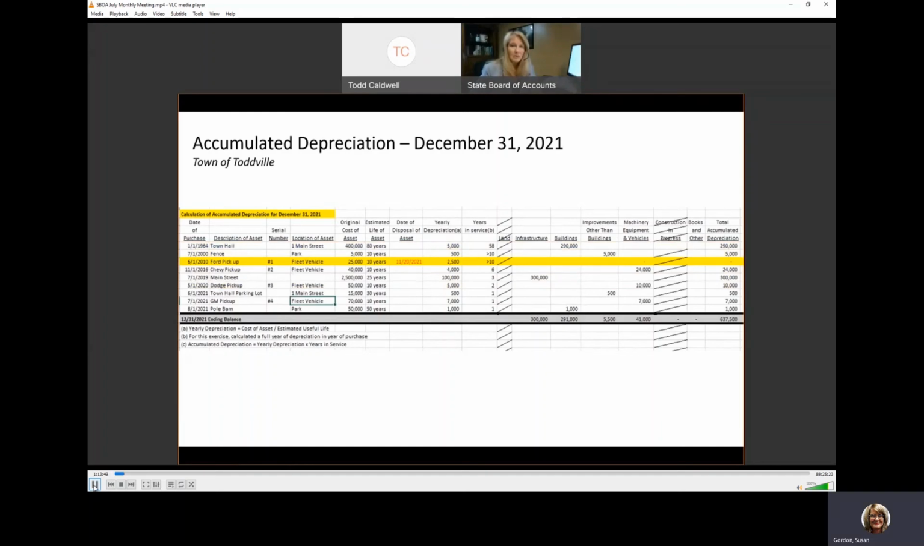I did want to point out in 2021, we got rid of that Ford pickup. And you'll remember on my capital asset ledger, I took the historical cost off. Well, on my accumulated depreciation schedule, I also have to remove the accumulated depreciation associated with that asset. In this case, my Ford pickup was fully depreciated, so I would remove $25,000 from that. And actually, all I'm doing there is just showing 0 accumulated depreciation for that asset.